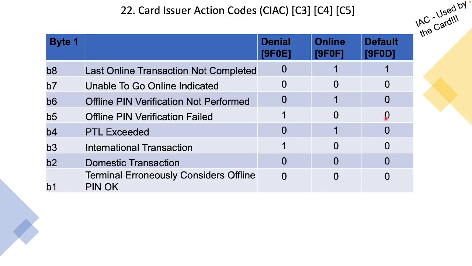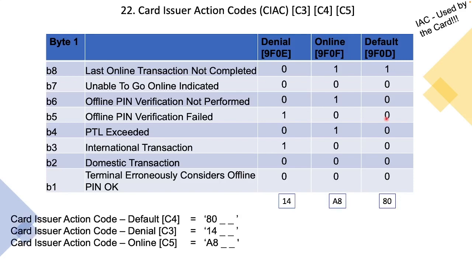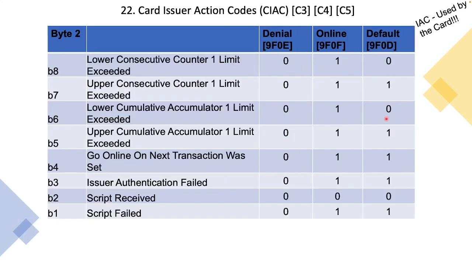And of course, the 011 means let's try to go online. Now it is a biggie because if we can't go online, we're going to decline this transaction. Okay. So same principle as issue action codes. We roll it up into its hex equivalent and we write it to the card. So we've got byte 1 written already. Okay, let's look at byte 2.